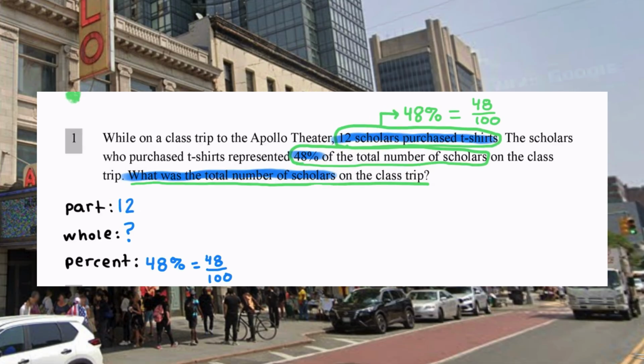We begin to apply proportional reasoning by writing two equivalent fractions. We'll insert 48% into our proportion by writing 48 as the numerator and 100 as the denominator. A numerator represents part of a whole, so we'll insert 12 into our proportion as a numerator.